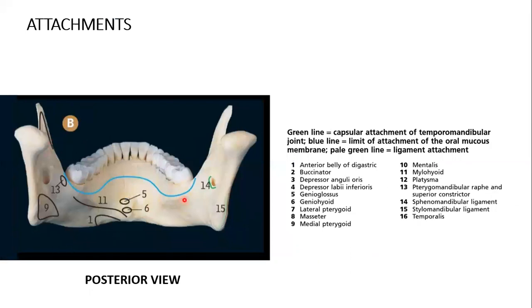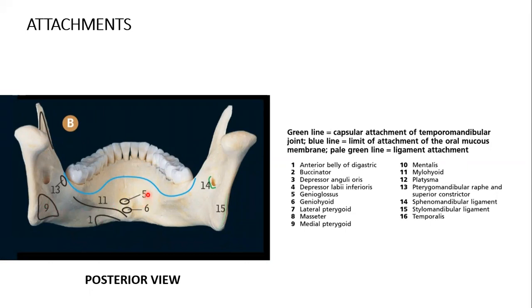This is the posterior view. Here is the very important ligament, the sphenomandibular ligament, to the lingula. This is the lingula. It has the attachment of the sphenomandibular ligament. And this is the stylomandibular ligament attached to the angle of the mandible. This is the pterygomandibular raphe to the retromolar triangle. This is the medial pterygoid onto the medial aspect of the ramus.